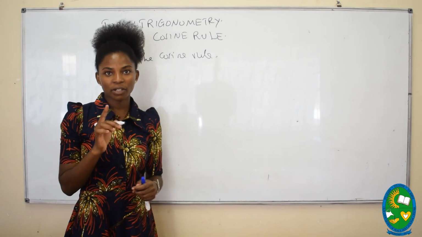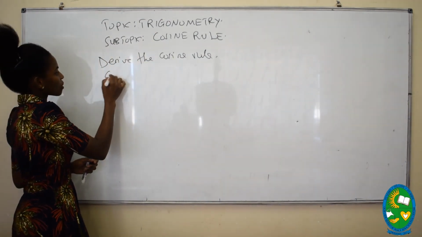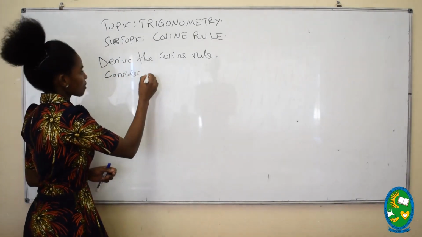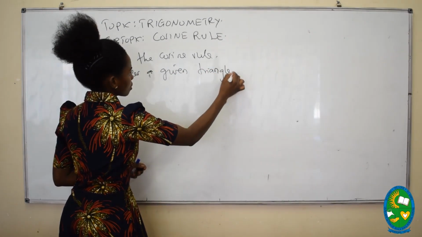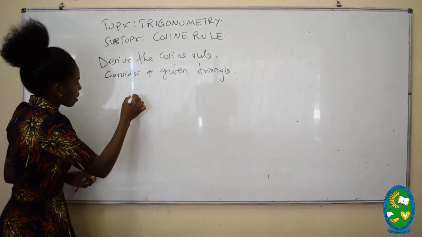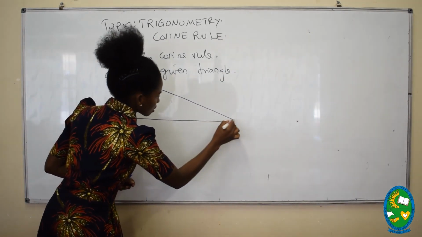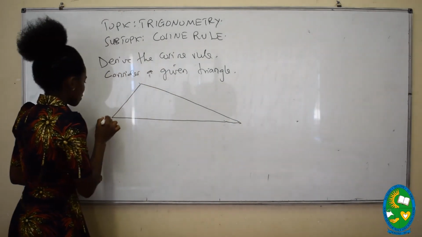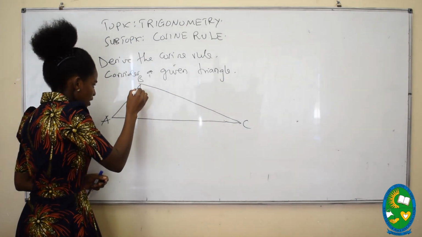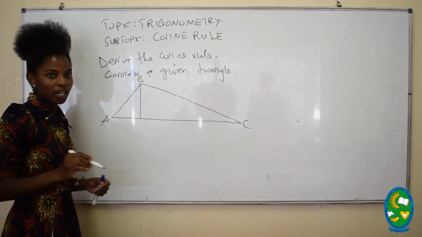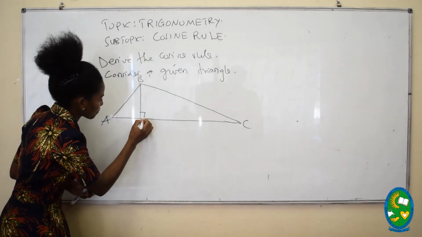When we want to derive the cosine rule, first of all we must consider a given triangle. This is our triangle. We have A, B, and C. But if we divide here, we have two triangles. Let's say here we have D, and here we form 90 degrees.